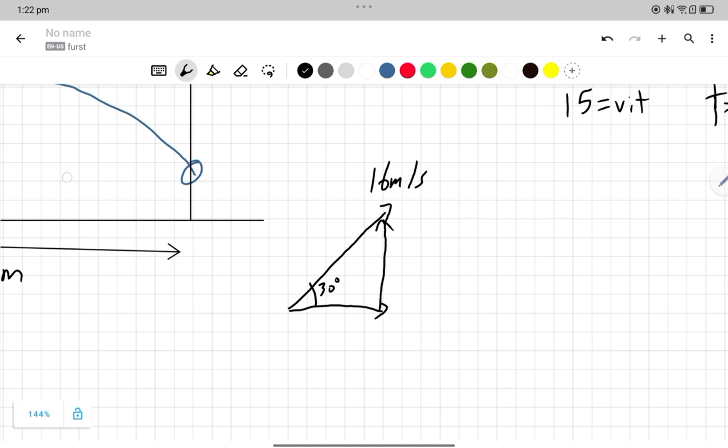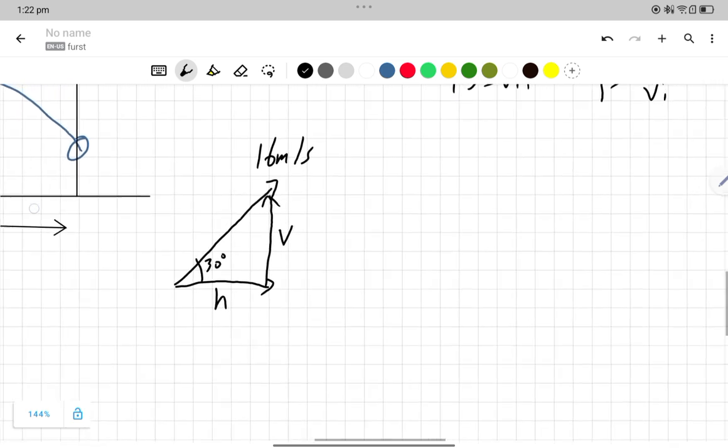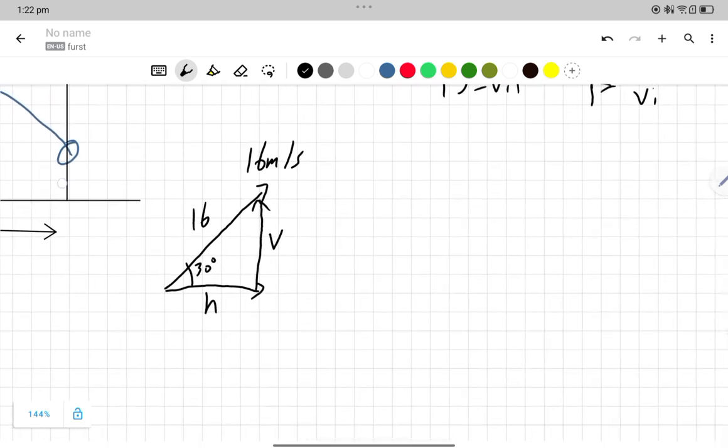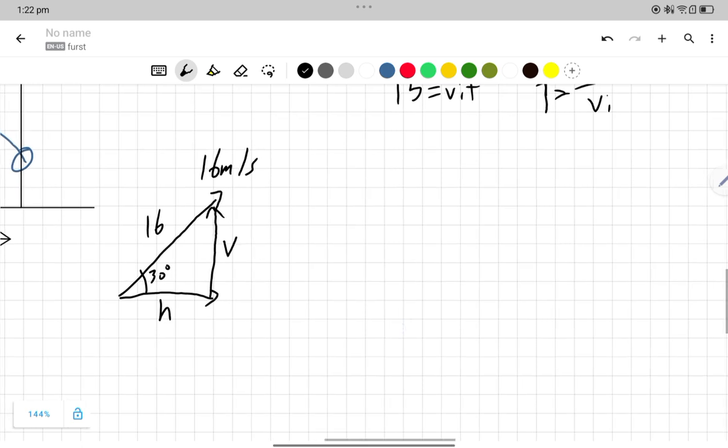We can split the velocity into two components: the horizontal velocity and the vertical velocity. This part here is 16. So what's the horizontal component? We use SOHCAHTOA. So sine, oh no, we need cos for this one. Cos 30 equals adjacent over hypotenuse. Our adjacent is the horizontal component, our hypotenuse is 16. So the horizontal velocity equals 16 cos 30.